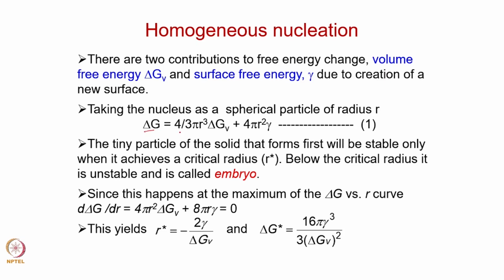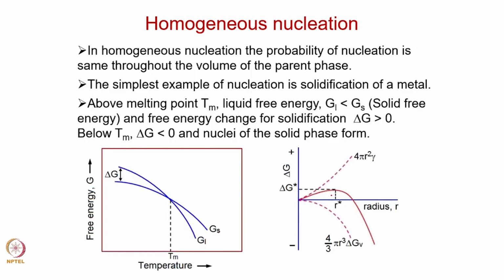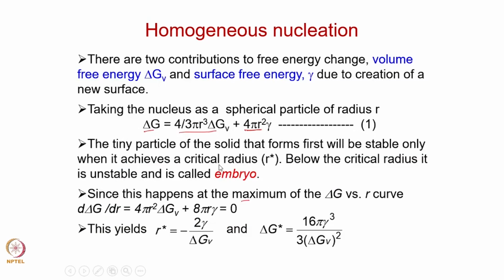Right, as I said, it has two contributions, the volume free energy and the surface energy, right? And since the critical size occurs at the maximum, as you could see, if you take the derivative of this delta G with respect to the size, then at this point it will be 0, right? So that's what is shown over here.